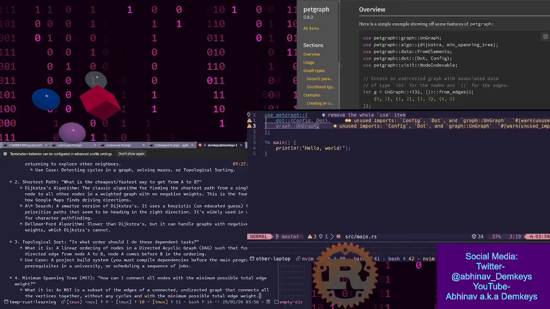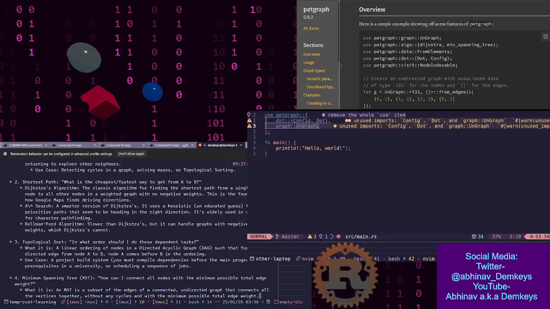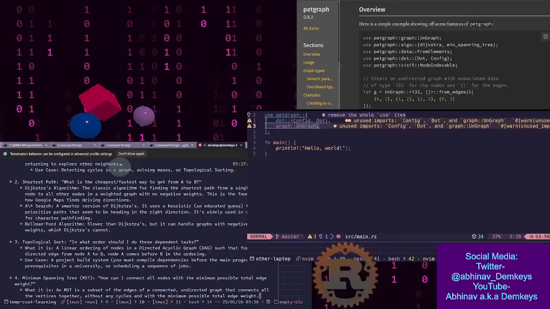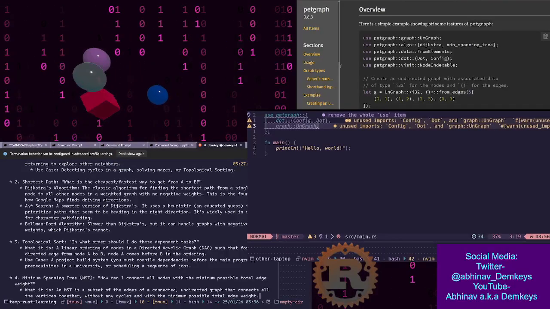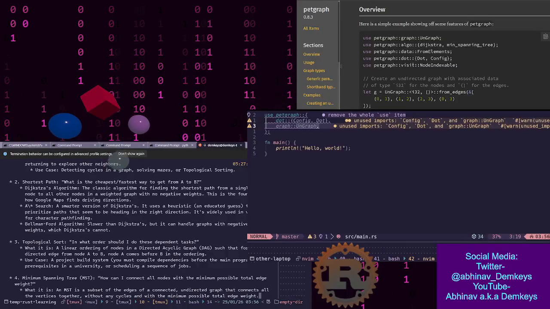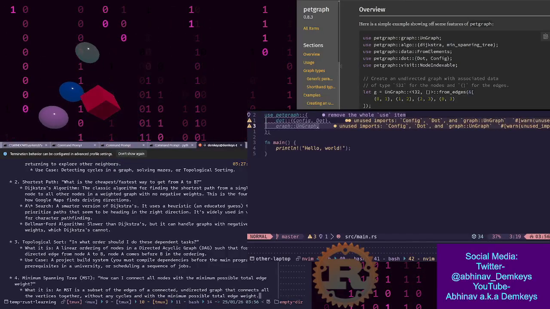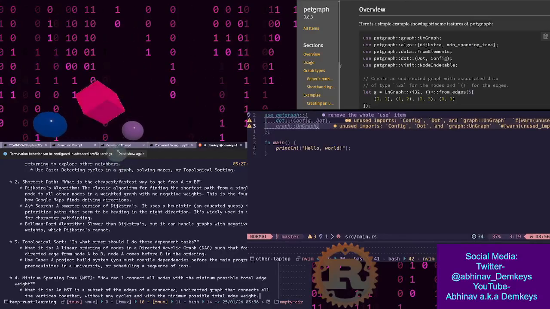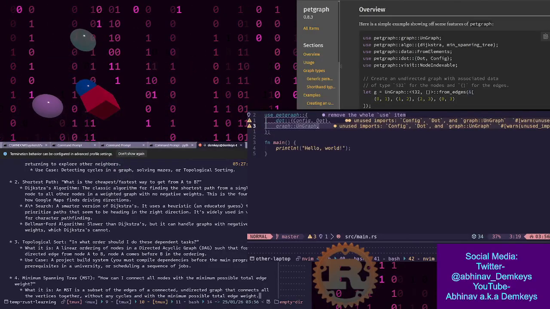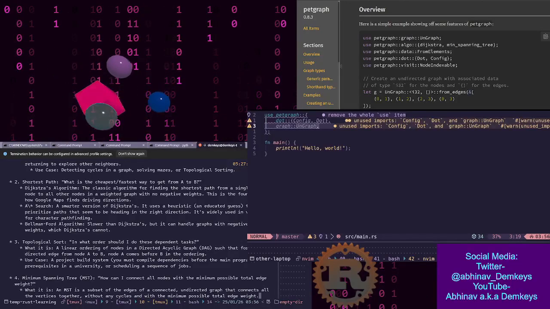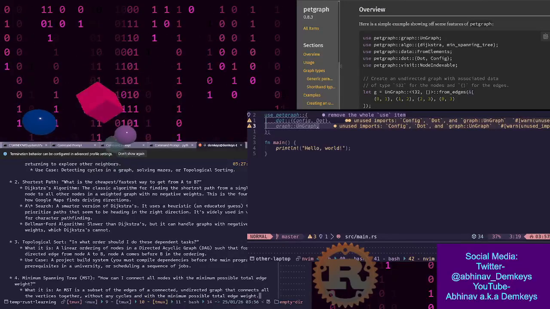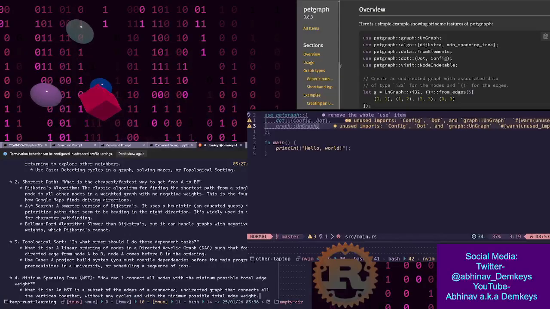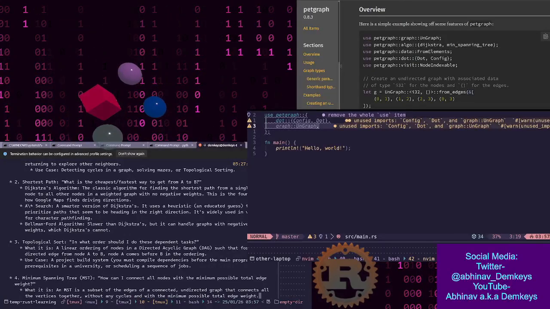All right. Then A star search. I remember this because this is a pathfinding algorithm. A star, a smarter version of Dijkstra's. It uses a heuristic, an educated guess, to prioritize paths that seem to be heading in the right direction. It's widely used in video games for character pathfinding. Then Bellman-Ford algorithm. Slower than Dijkstra's, but it can handle graphs with negative edge weights, which Dijkstra's cannot.